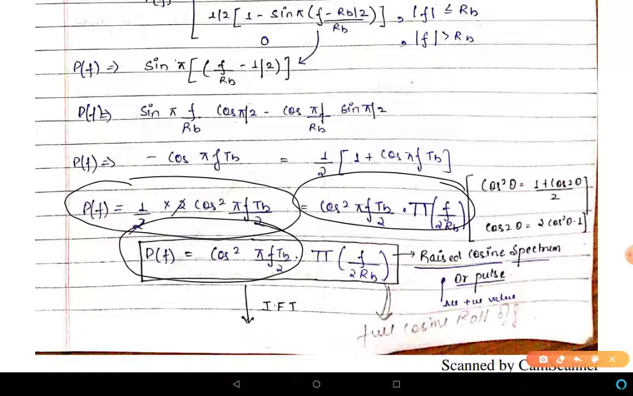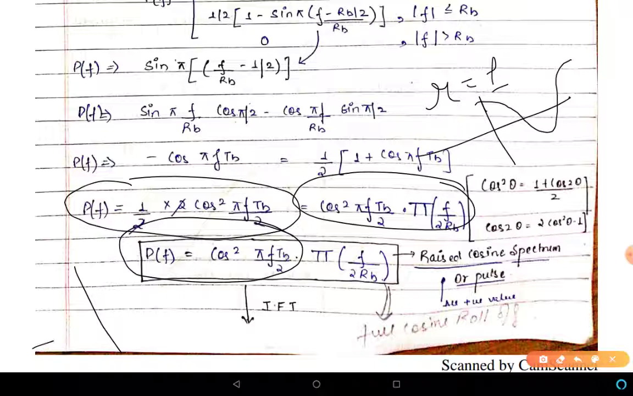So PF for R equals 1, that is full roll-off. I have rolled off my full pulse till RB, and in that case it becomes cos square of pi f by 2RB. So what does this look like? What is the cosine function? This is my cosine function. And what is the cos square function? The cos square function will be like this, because there is no negative side.